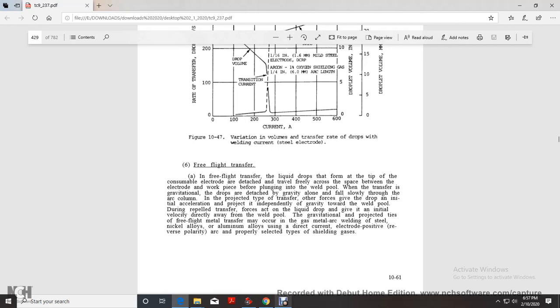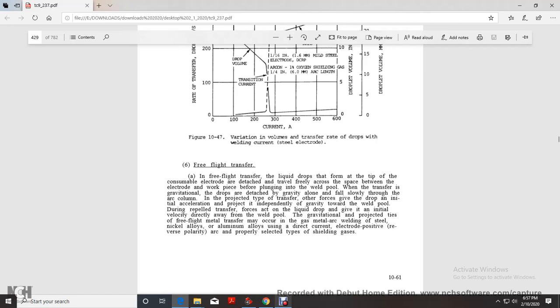The other forces are driven given with the drop, the initial and acceleration projection, and independently with gravity to the welded pool. During repelled transfer, the force acts upon the liquid drop given an initial velocity in the direction directly away from the welded pool, with the gravitational projection type.